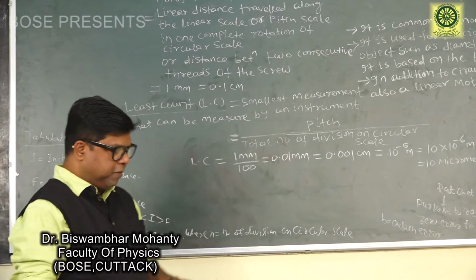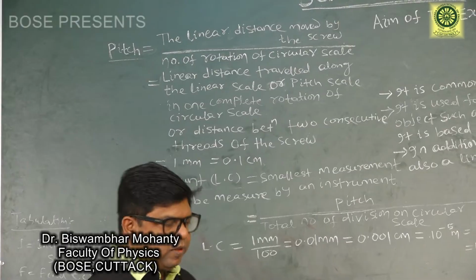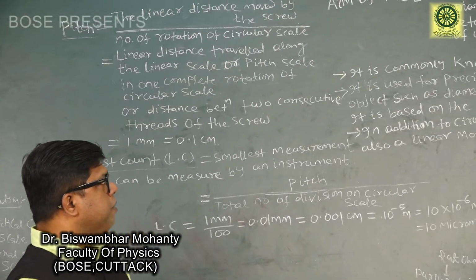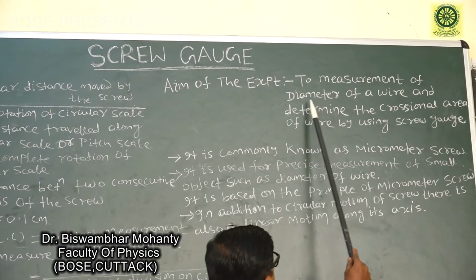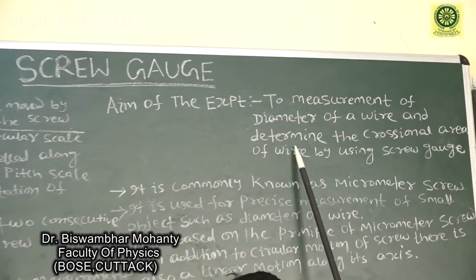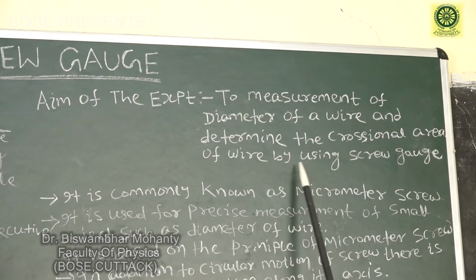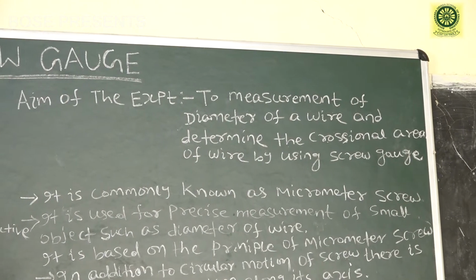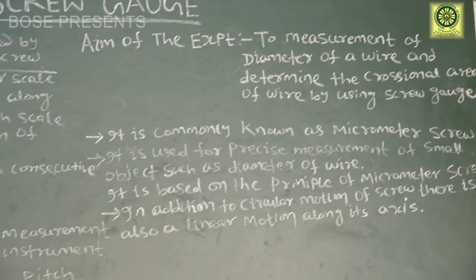Now, my experiment is the screw gauge. The aim of the experiment is to determine the measurement of the diameter of a wire and to determine the cross-sectional area of a wire by using a screw gauge. So the cross-sectional area can be calculated by using a screw gauge.